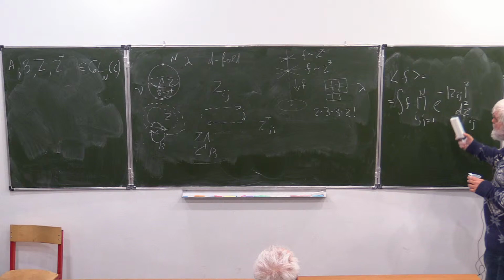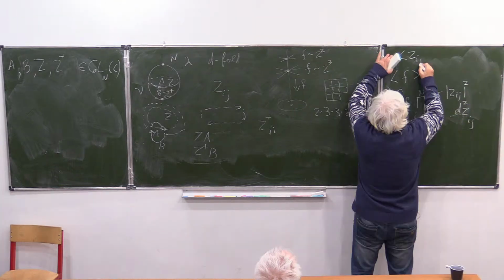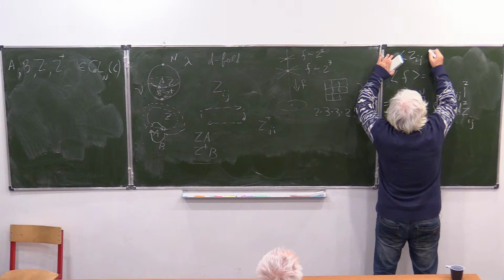Okay? So now if we have this, one can easily check that the expectation of the product of Z_ij and Z dagger_j'i' is delta_ii' delta_jj'.